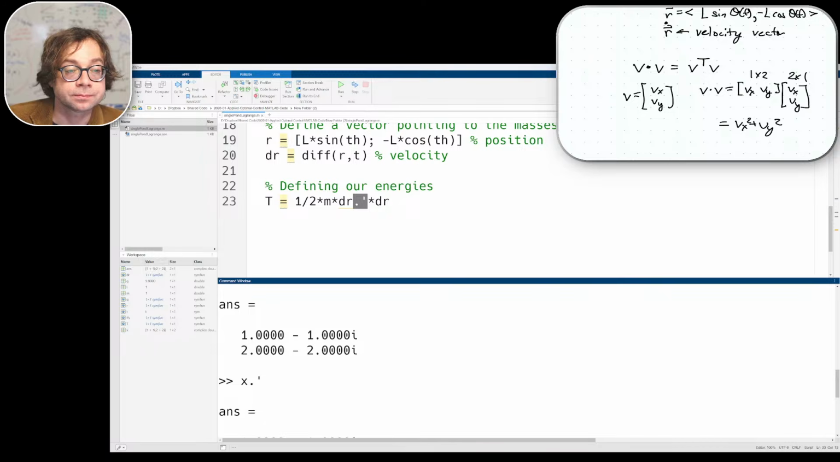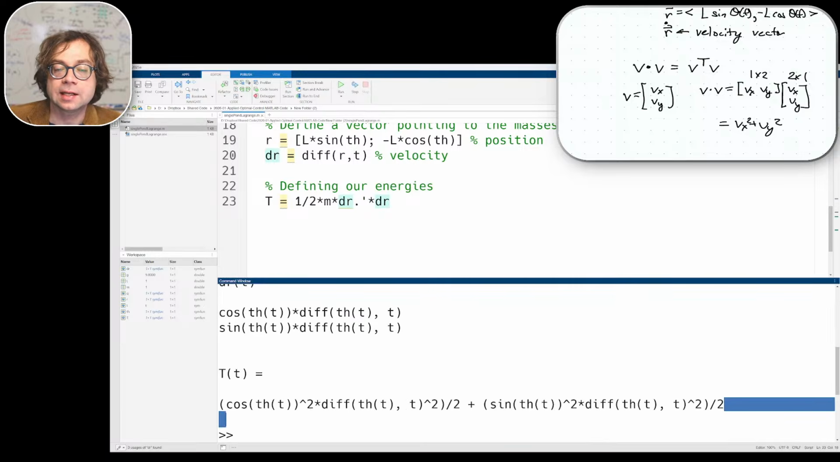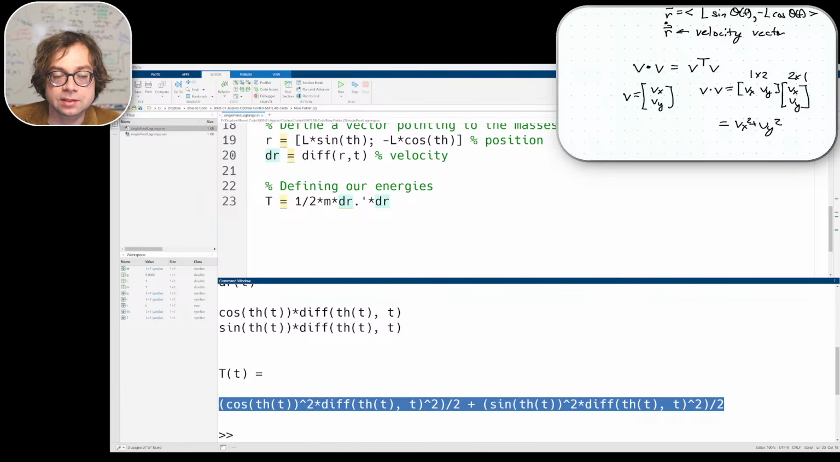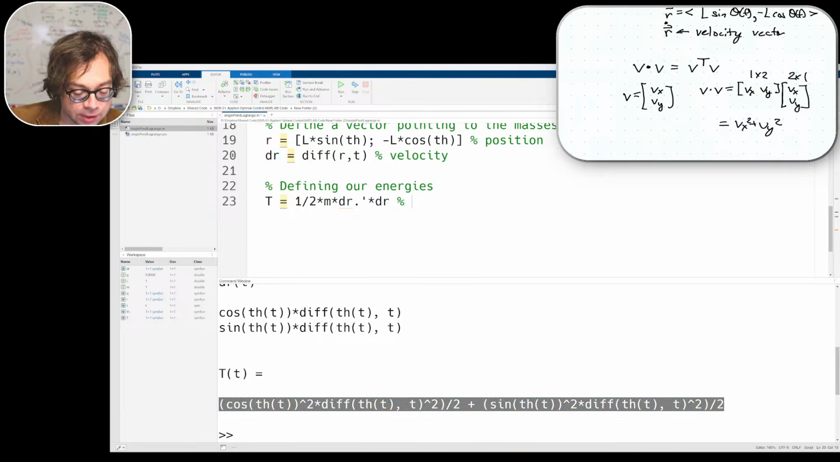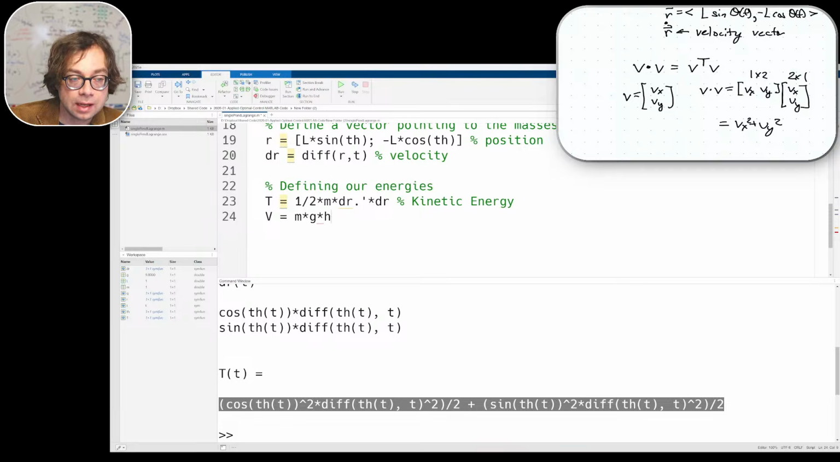Okay, little trick. And as a result, if I run this now, look at my kinetic energy. Much simpler, right? There's no conjugates involved, but there it is. There it is, 1/2 mv squared. Okay. Now for our potential, this is our kinetic energy, T, and then V is our potential energy. It's mgh. M times g times h.